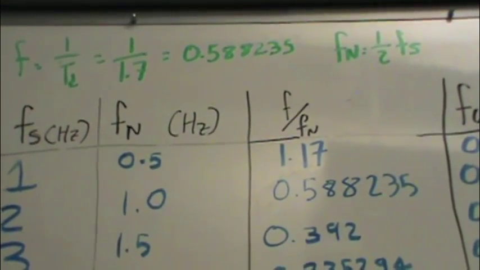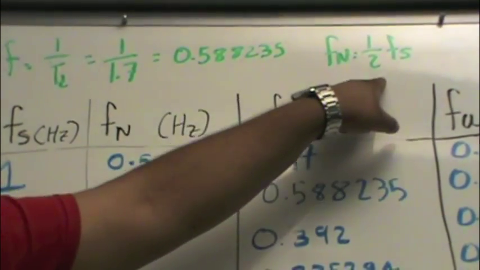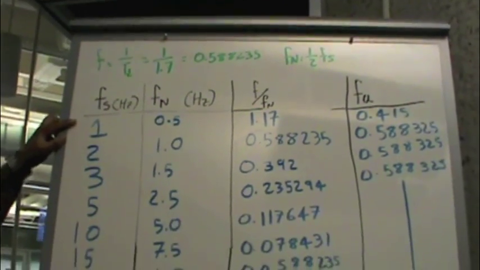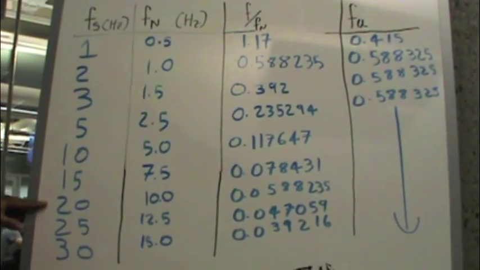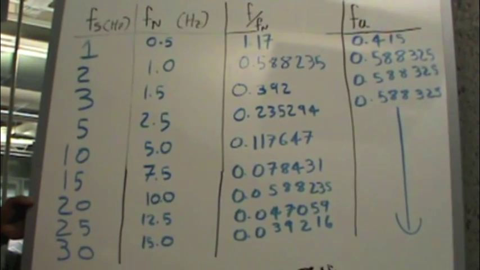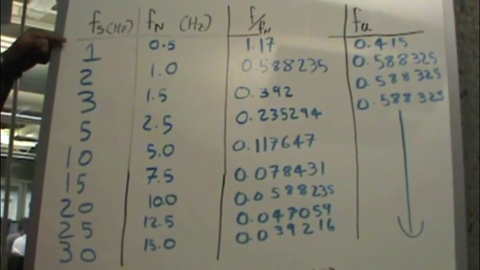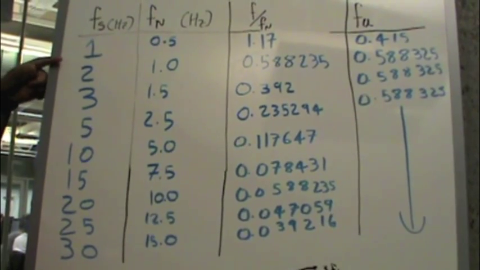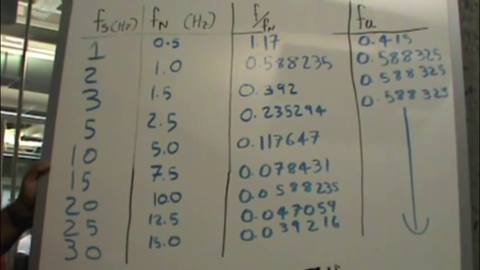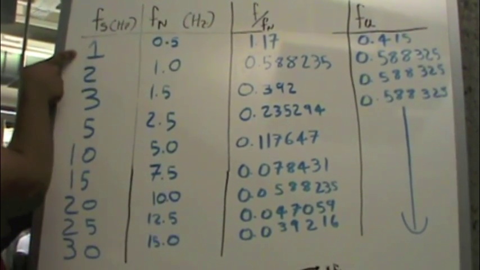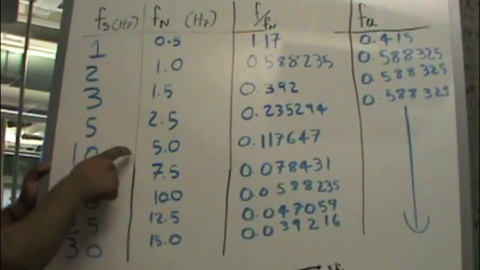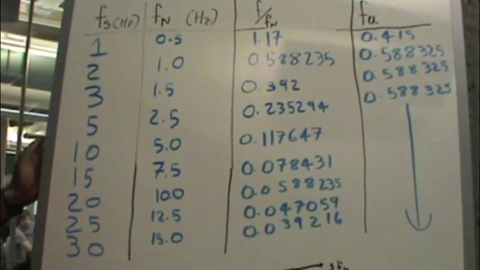Next, we also needed to calculate the Nyquist frequency, which is half of the sampling frequency. The sampling frequencies we had were 1, 2, 3, 5, 10, 15, 20, 25, and 30 hertz. We had these different sampling frequencies by changing frames per second. So 1 hertz was 1 frame per second, 2 hertz was 2 frames per second, and so on up to 30 frames per second. To calculate the Nyquist frequency, we just multiply the sampling frequency by half, which gave us values of 0.5, 1, 1.5, 2.5, 5, 7.5, and all the way to 15.